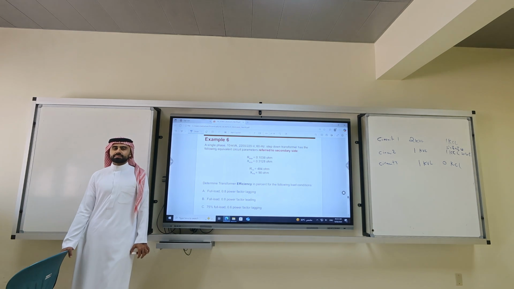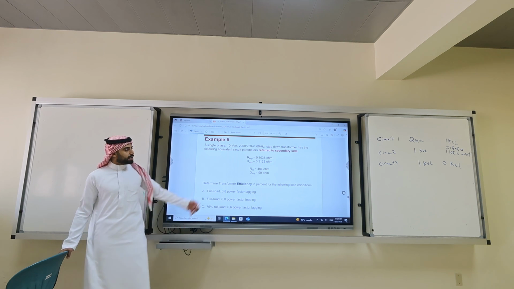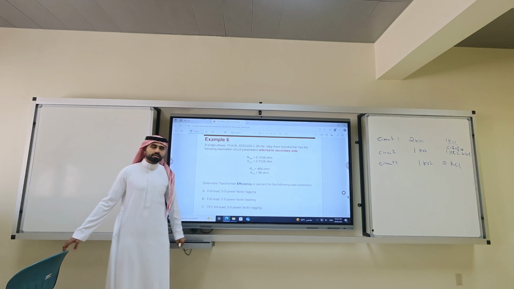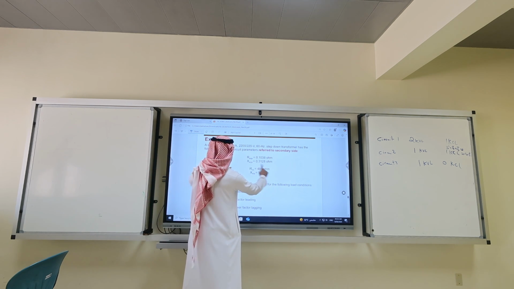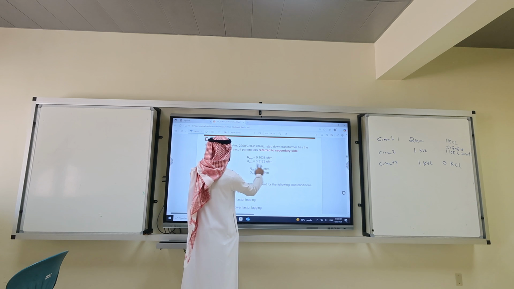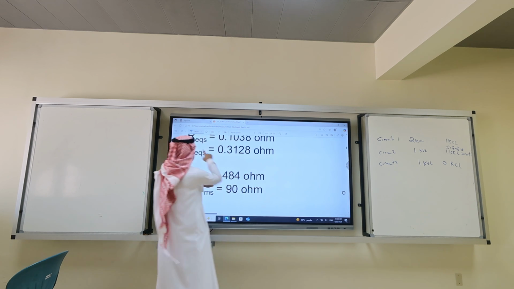Who said circuit 1? Is there RP? Is there RS? Can you combine? What does EQ mean? Circuit 2. Equivalent. Yes. EQS.